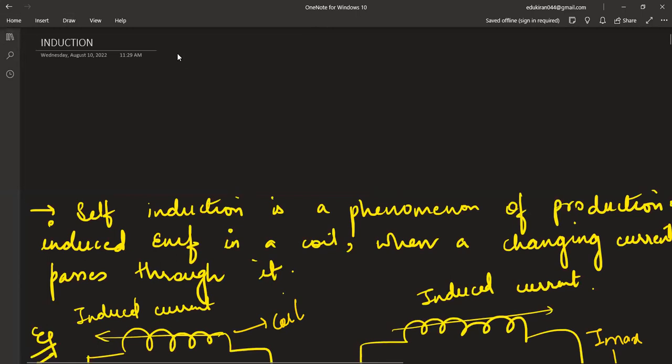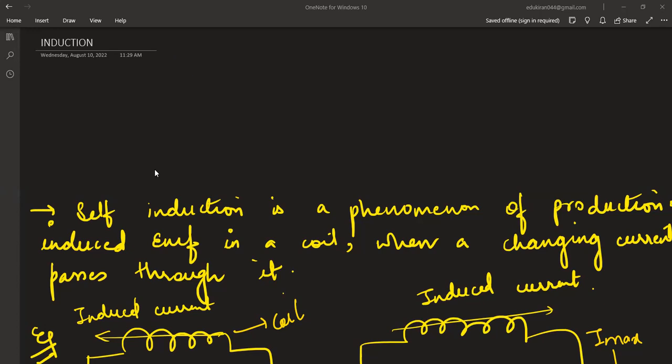Class, what is meant by induction? We have studied induction in the first lesson also, if you remember the methods of charging: charging by conduction, charging by friction, charging by induction. Induction means you are inducing something, right? Something is being induced, something is being produced.